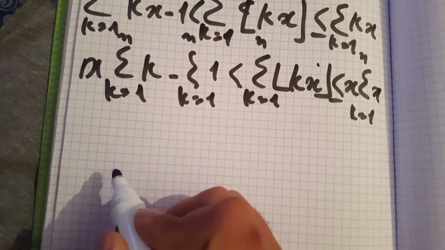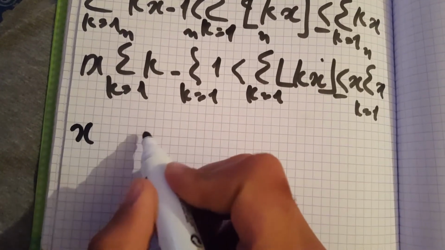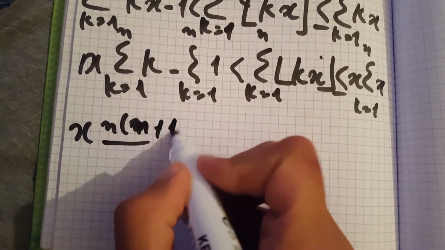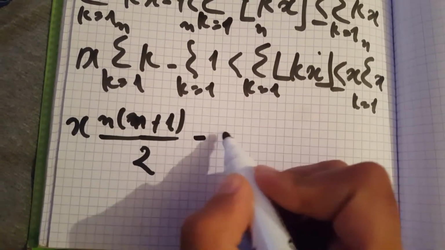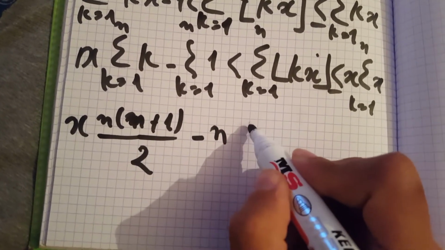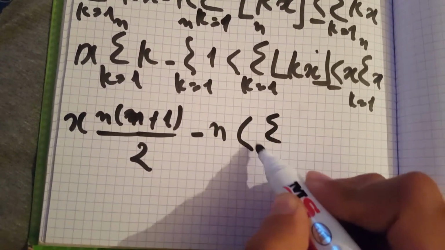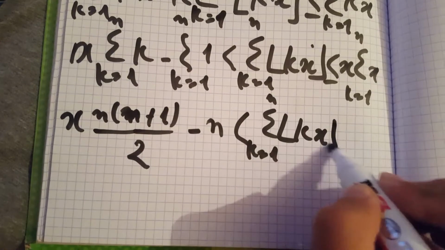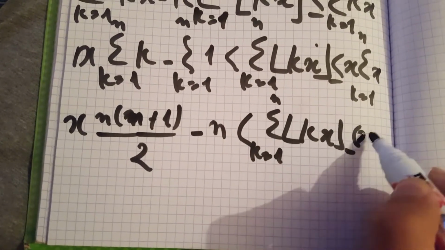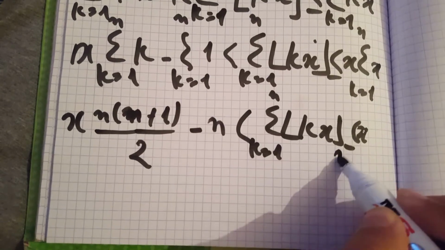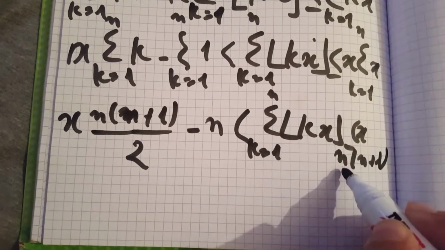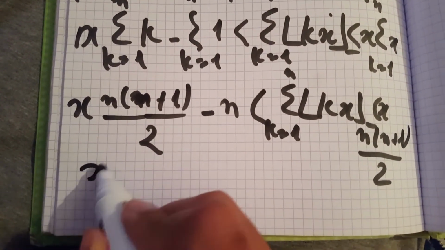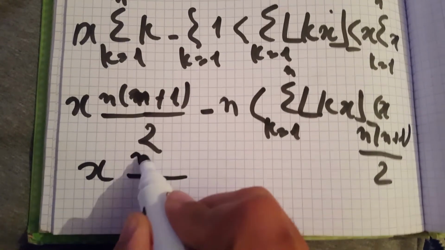I made a mistake there. It should be k. So the sum of k is equal to n multiplied by n plus 1 over 2, because it's an arithmetic sequence, minus n. So we have the sum of 1 plus 1 plus 1, n times, is equal to n, and so it's smaller than the sum of the floor function, and it's smaller than x multiplied by n times n plus 1 over 2.